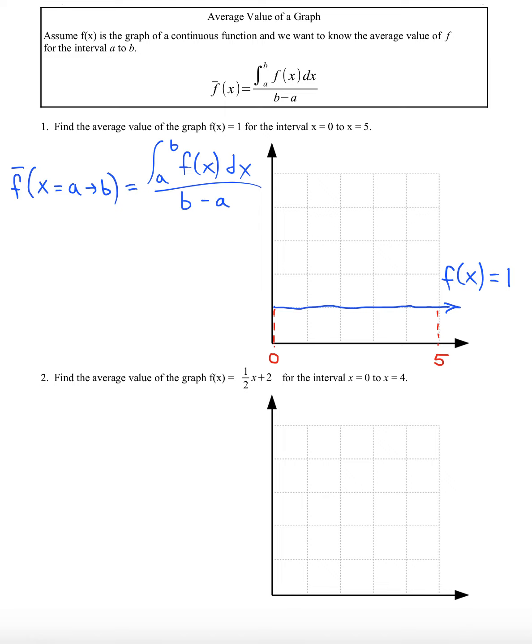So let's plug in our numbers for this problem. We're going to go from 0 to 5. Let's do our integration from 0 to 5. Our function is 1 dx. And we don't want to just get the area. We also need to divide by the width of the interval itself. So let's do 5 minus 0.